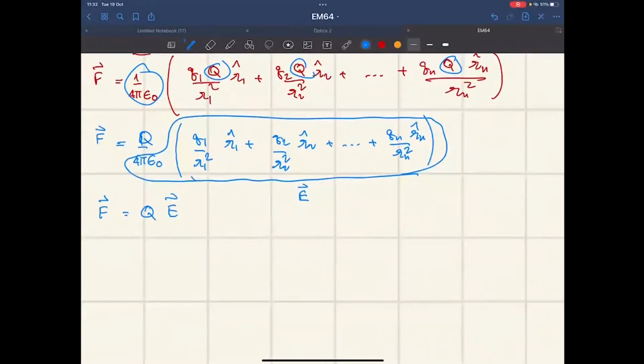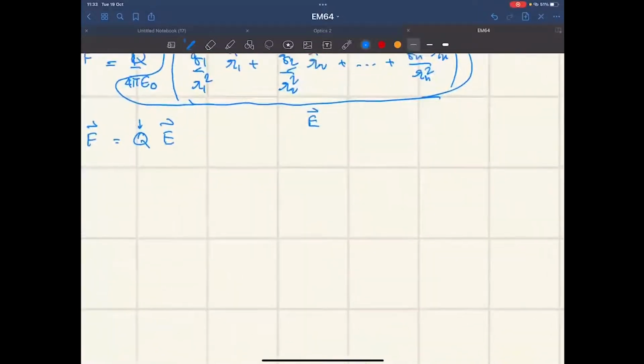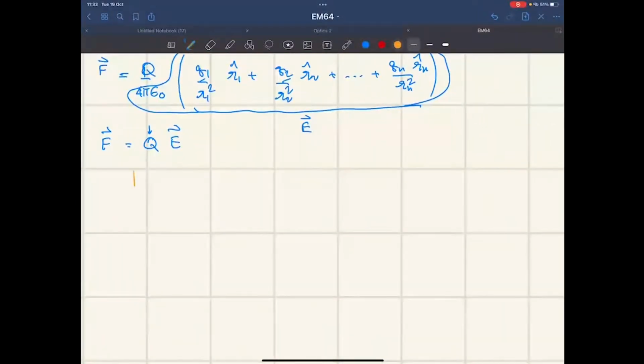So what does this force tell you? It's the force that acts on Q by Q1, Q2, and Qn. If I draw a graph for this, for space here, let me draw it in 3 dimensions. You have a charge Q here, and these charges actually generate an electric field also.